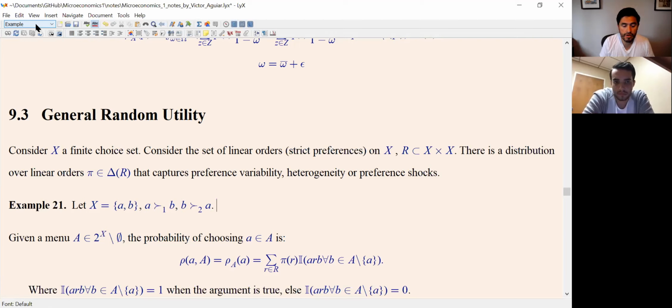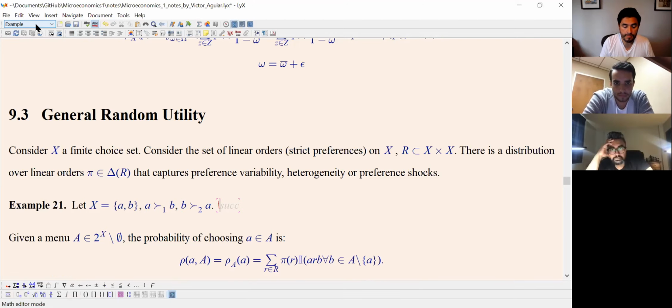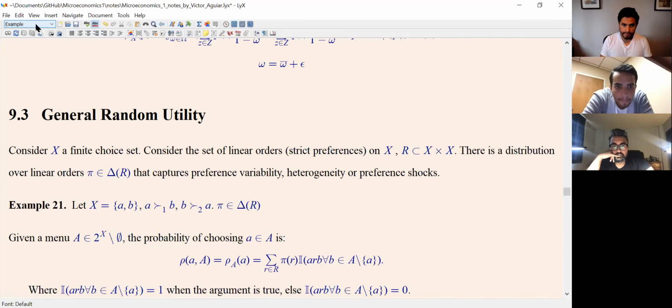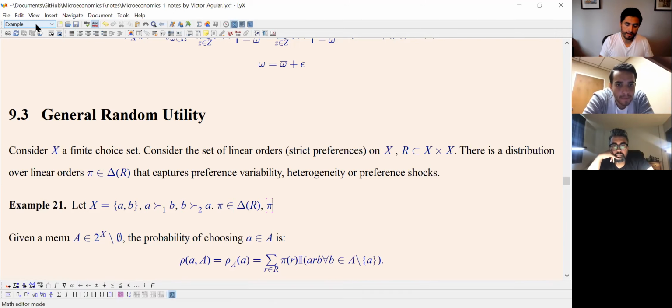So what is a random utility here? Who can tell me what is the pi? So basically it's pi of this, and 1 minus pi. Right.